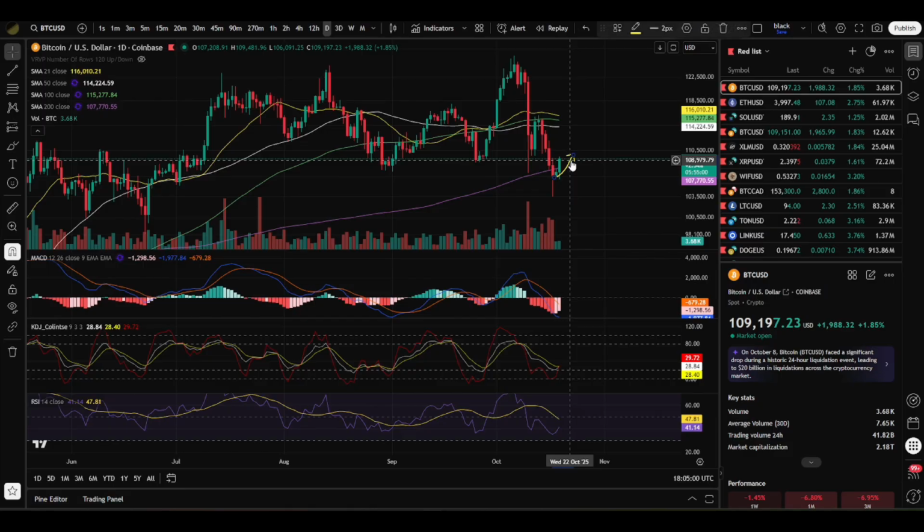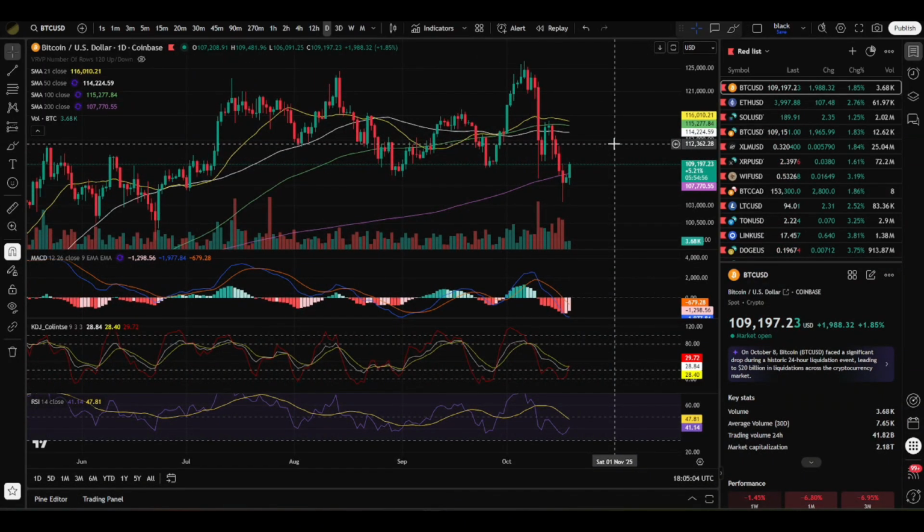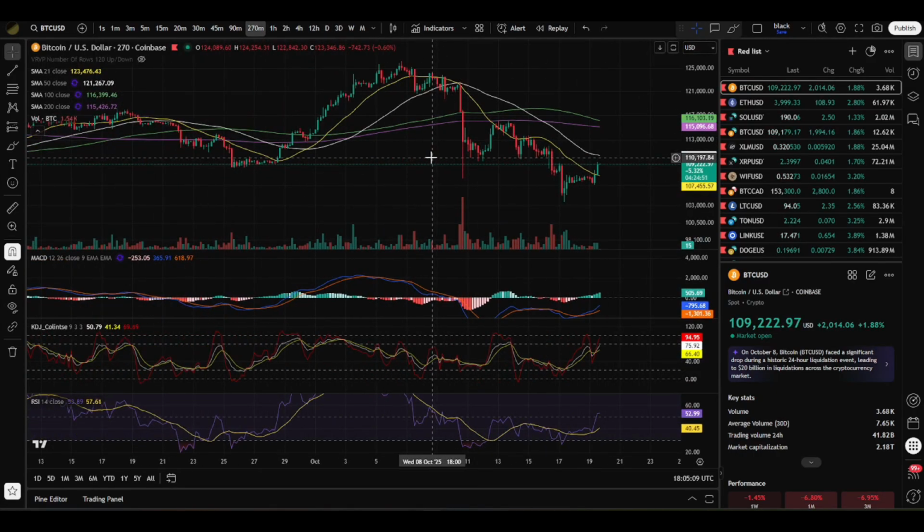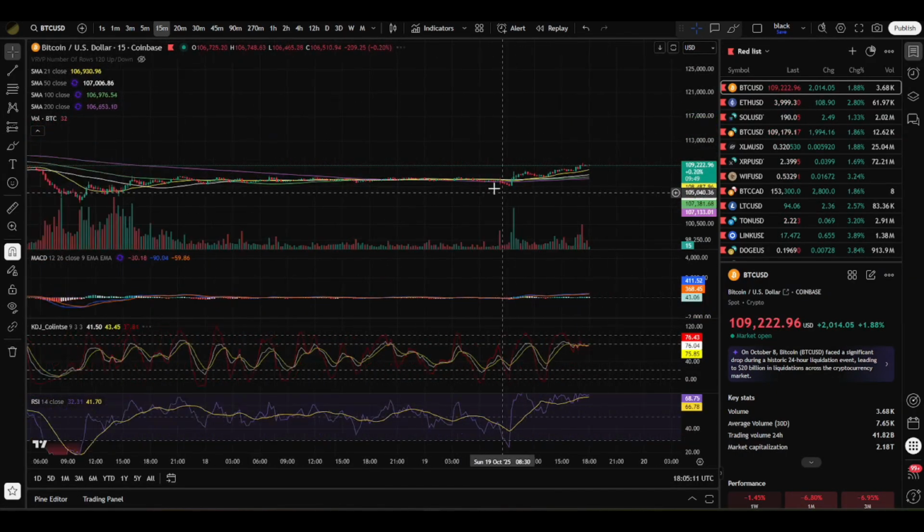But where do we go then if we're going up? Well, we have to look at some resistance. So if we zoom in to the 15.